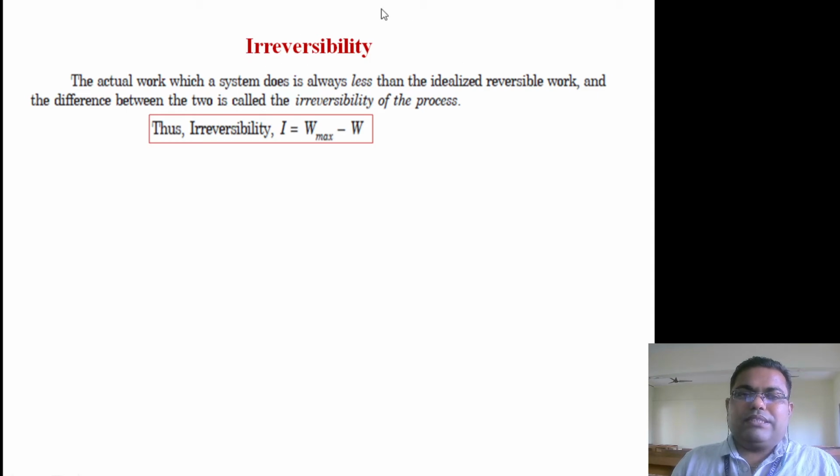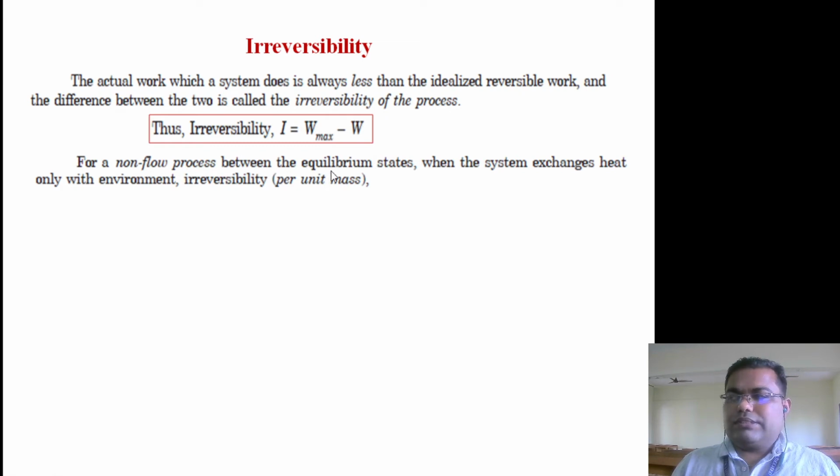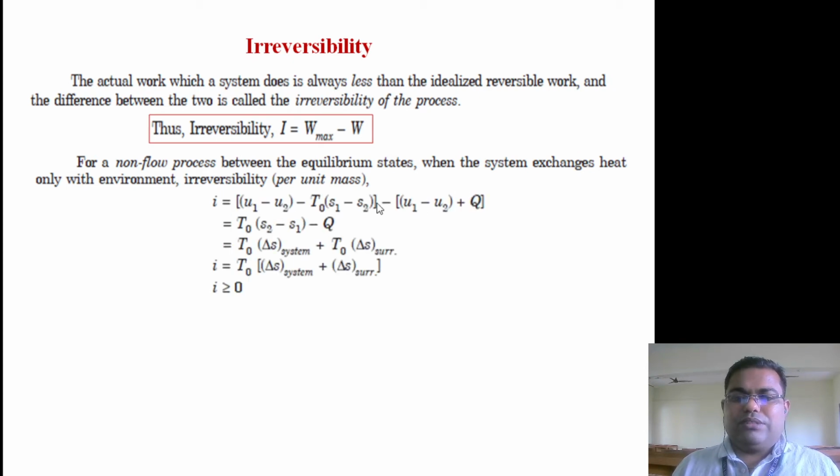So irreversibility is nothing but the difference between the maximum work which has been generated ideally minus the actual work. If you take the difference of these two, that will give the irreversibility. So for non-flow processes between the equilibrium states, when the system exchanges heat only with its environment, we can write I is equal to, this is the maximum work, U1 minus U2 minus T naught (S1 minus S2). This term represents the maximum work, and the actual work will be whatever work you are getting from the piston cylinder device. That is called actual work.